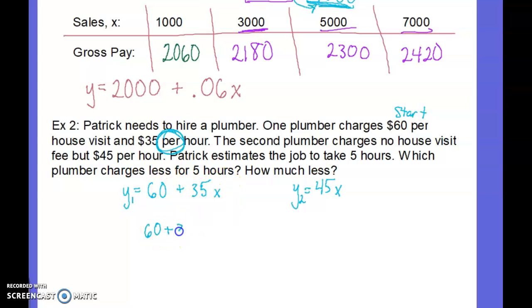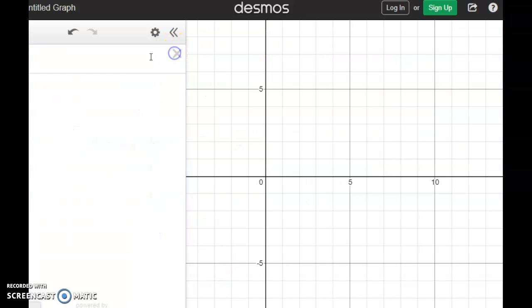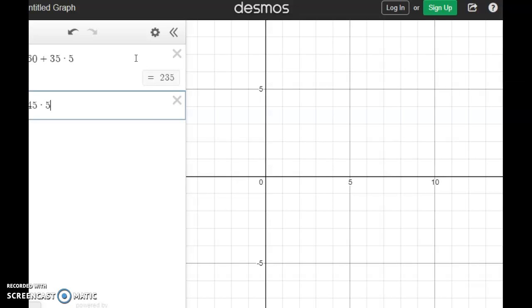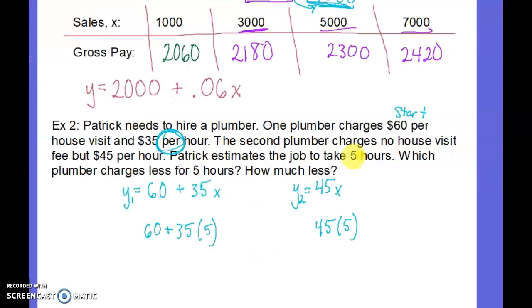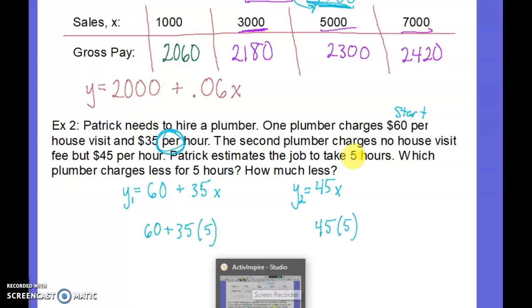Sometimes we use subscripts to emphasize that. So you just have to figure out what 60 plus 35 times 5 is. Whereas plumber 2 is just 45 times 5. If you're confused where I'm getting 5 from, that's the time it's going to take to finish the job. Go to your calculator and type it in. So $235 for plumber 1, $225 for plumber 2. So back to the question, 235 and 225.